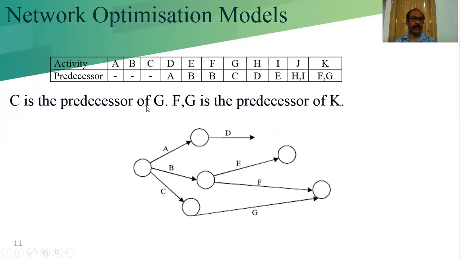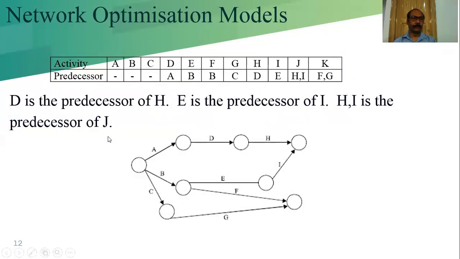C is the predecessor of G. FG is the predecessor of K. This should enter the end node, along with J also. J has H and I. H and I we have to draw, and from that it will be J and K. D is the predecessor of H, E is the predecessor of I, and HI is the predecessor of J. So from here we completed H, I, then we complete J and K.